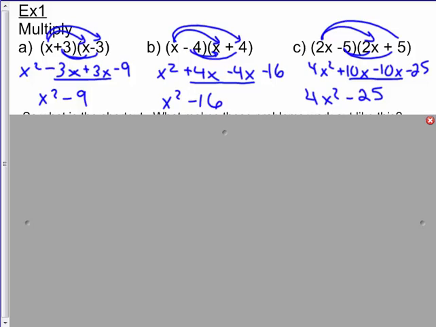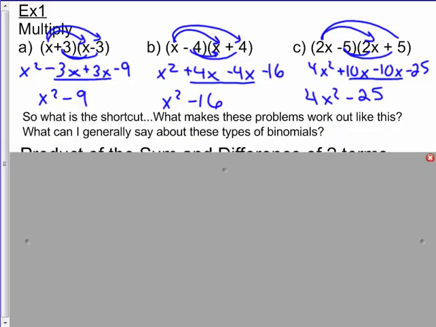So at this point, what can we kind of put together with this? So what's the shortcut here? What makes these problems work out like this? What happens? Looking at it, what do I notice about the problems? Okay, the middle term drops out. Negative 3x and positive 3x drop out. 4x and negative 4x drop out. 10x and negative 10x drop out.